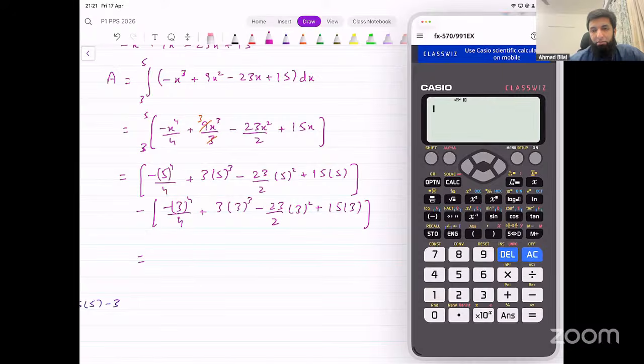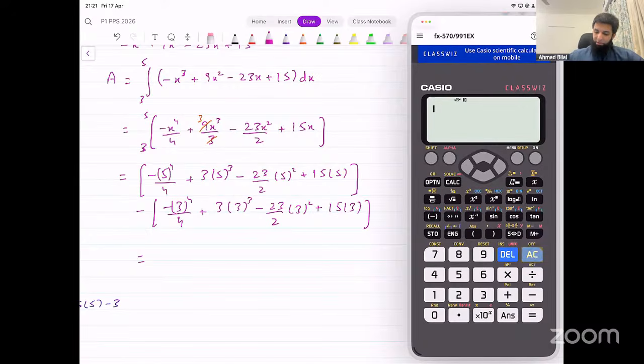4? That's the final answer. Can somebody else confirm as well? You get a different answer?